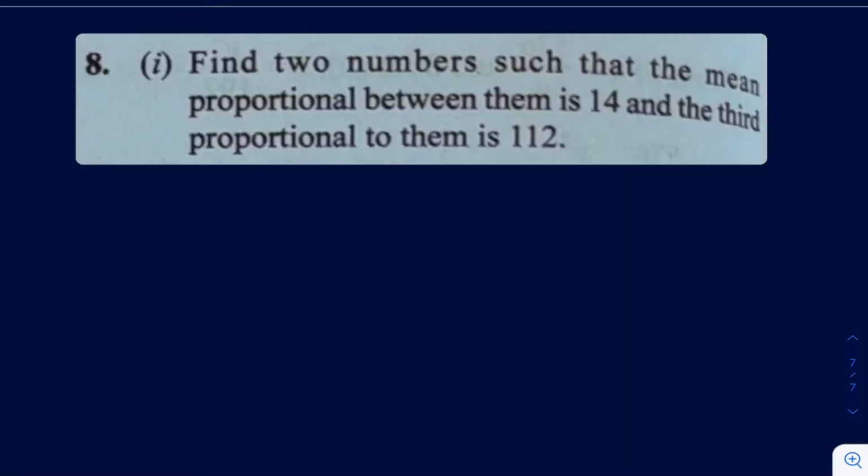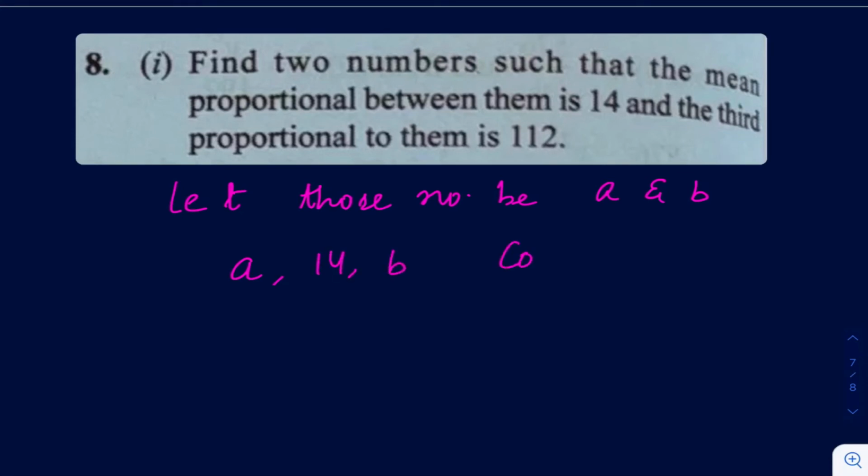Now come to question number 8. Find two numbers such that the mean proportion between them is 14. So we use the word mean proportion only when the numbers are in continuous proportion. So let those numbers be A and B. So we can write A, 14 and B, they are in continuous proportion.